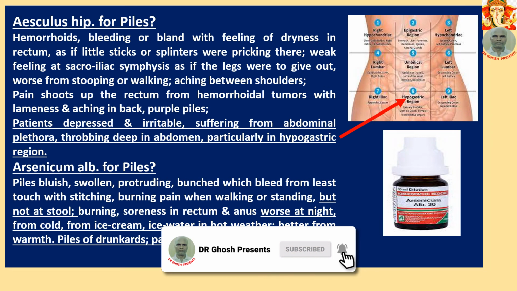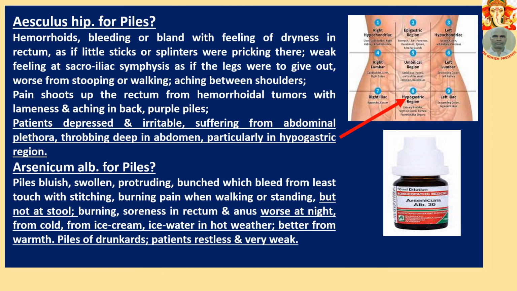Aesculus for piles. Hemorrhoids, bleeding or blind. Blind means no bleeding, with feeling of dryness in rectum, as if little sticks or splinters were pricking there. Weak feeling at sacroiliac symphysis, means joints, as if the legs were to give out, worse from stooping or walking, aching between shoulders. Pain shoots up the rectum from hemorrhoidal tumors with lameness and aching in back, purple piles.